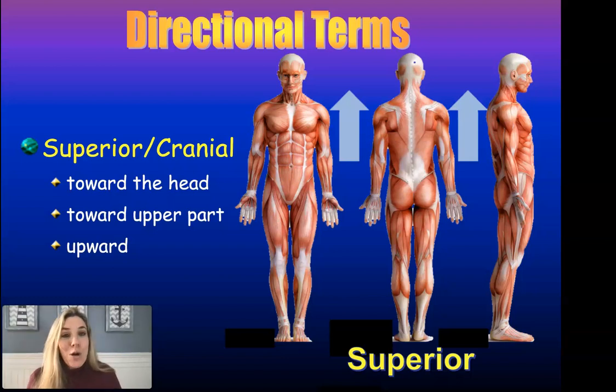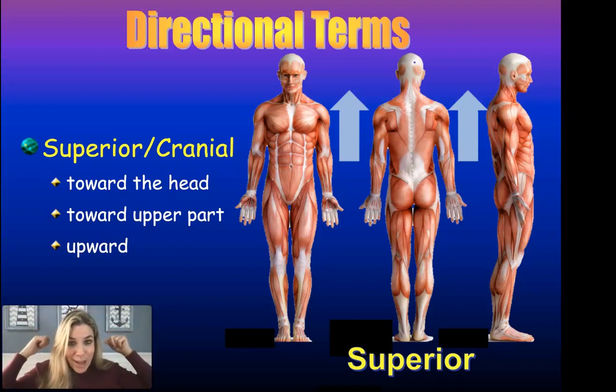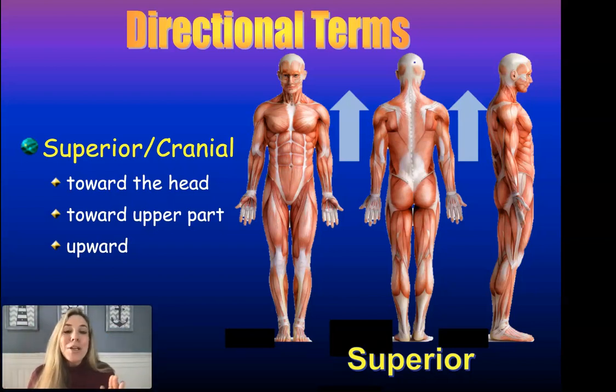Okay, so we just went over the terms anterior, which means at the front or towards the front, and posterior, behind or towards behind. Now we're going to do two terms that deal with up versus down. So we're going to start with up. Let's go over the word superior. It can also be called cranial, which should give you a clue. It means towards the head, or towards the upper part or upward. So you see 3 patients here, all in anatomical position, and the arrows are pointing upward towards their head.